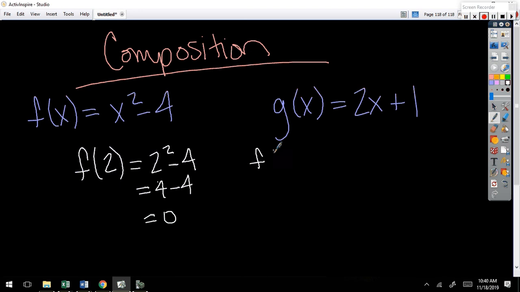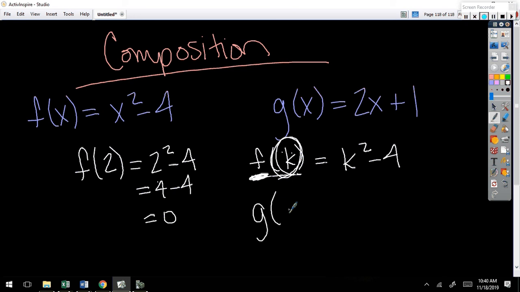What if I asked you to find f of k? You plug in k for every x, so I do k squared minus 4, and that's it, right? The 4 is for f. The way this is written, whatever is in parentheses, I plug in for every x in the equation it tells me here, okay?